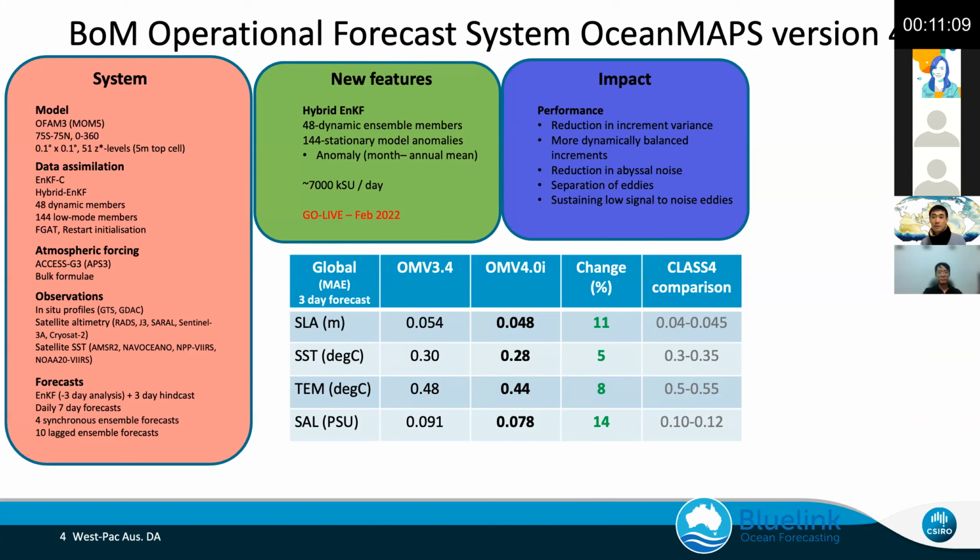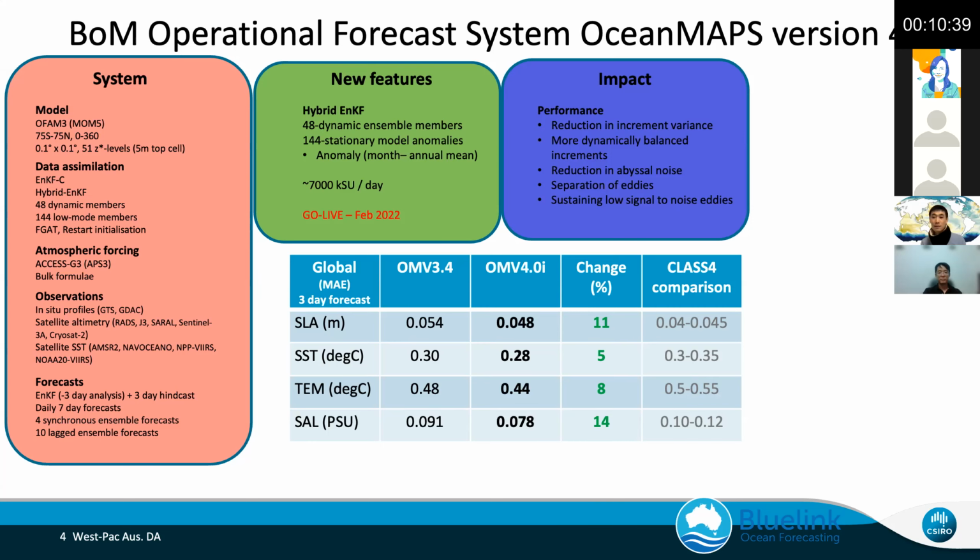So it uses 48 dynamic members, and it's augmented with a further 144 static members. So we reduce some of the issues relating to ensemble collapse that Aria mentioned before. So that particular system has shown quite substantial improvements in predictability for sea level anomalies and some marginal improvements for temperature. So it's quite an expensive system to run, but the assessment has shown that it adds substantial skill to our current system.